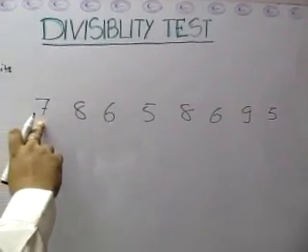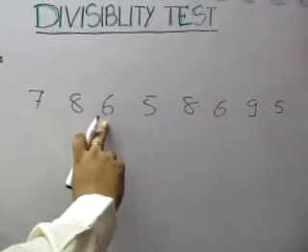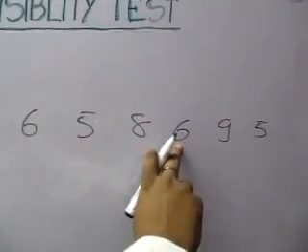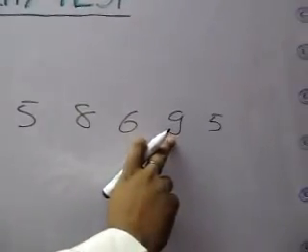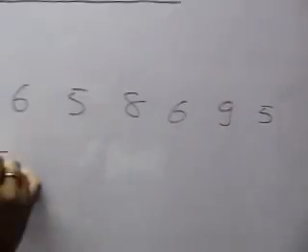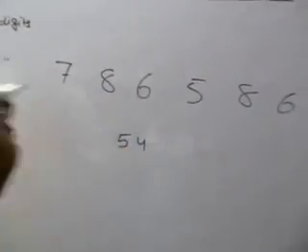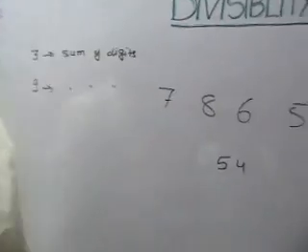So the summation of digits is 7 plus 8, 15, plus 6, 21, plus 5, 26, plus 8, 34, plus 6, 40, plus 9, 49, plus 5, 54. So the summation of the digits is equal to 54. Since 54 is divisible by 9, hence this number is also divisible by 9.